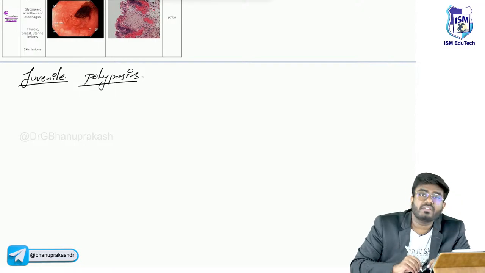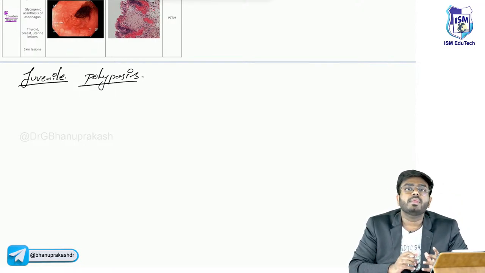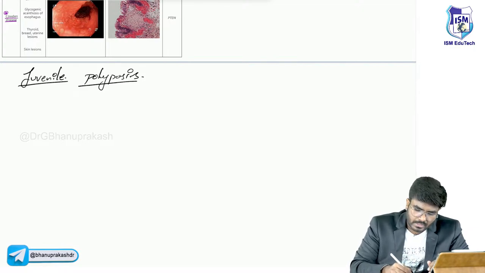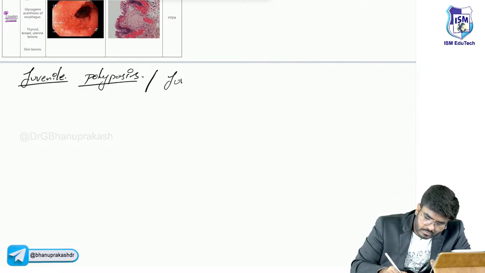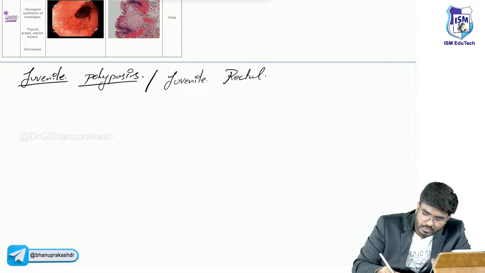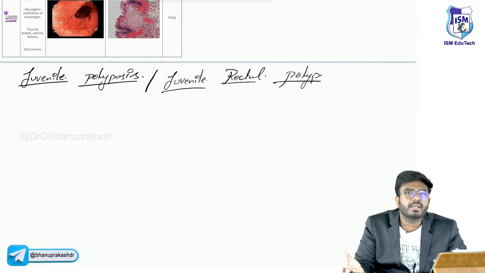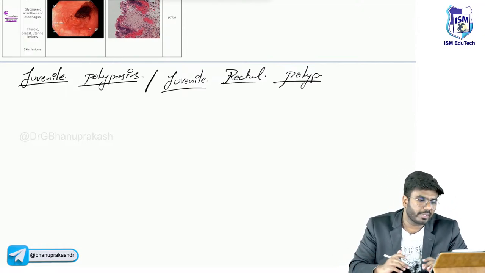Okay, juvenile polyposis. In these patients, polyps are going to be everywhere. Multiple places the polyps are going to be seen. Most common site is going to be the rectum, so these are also called juvenile rectal polyps. If the polyp is present in the rectum, it is called a juvenile rectal polyp. But many places the polyps can be there. Most common site is going to be the rectum.